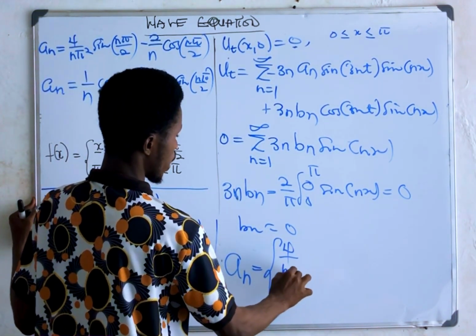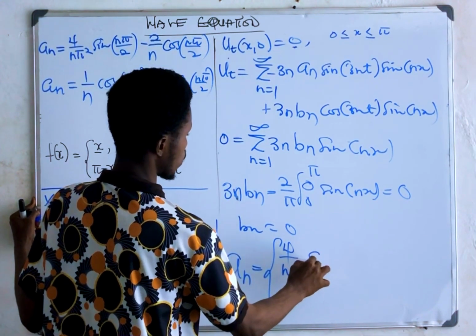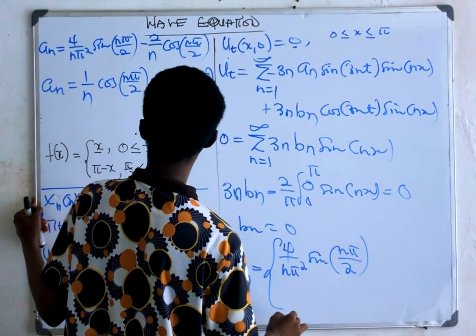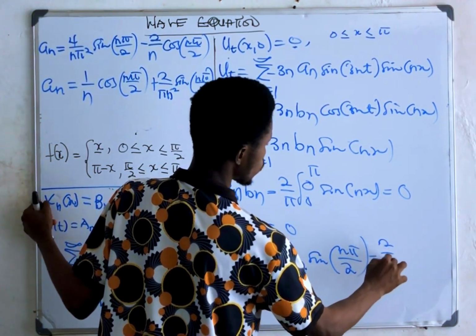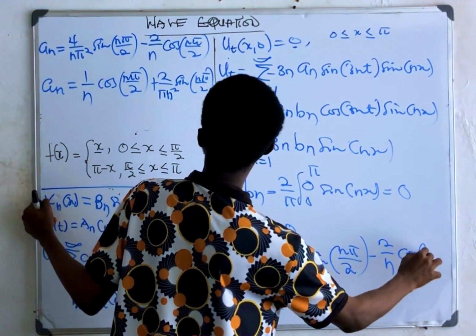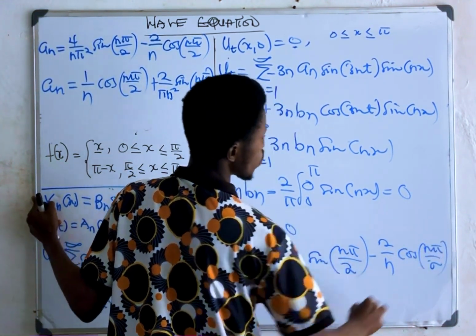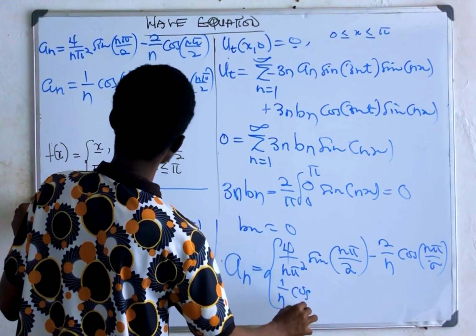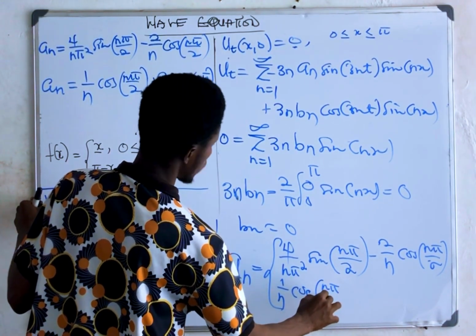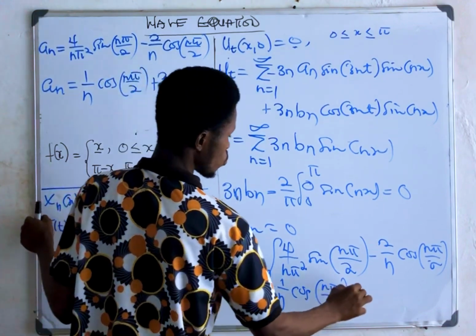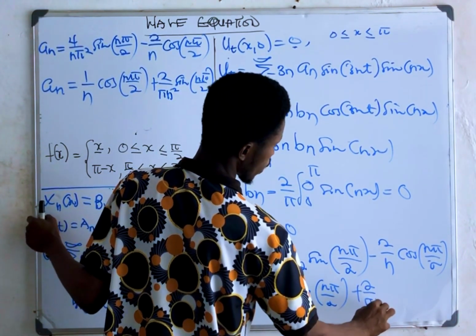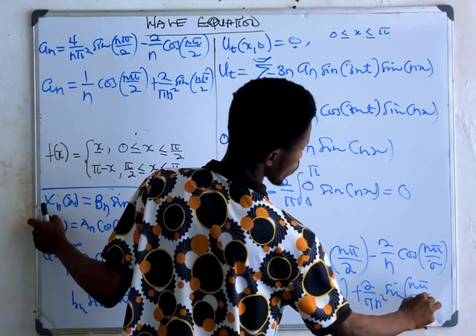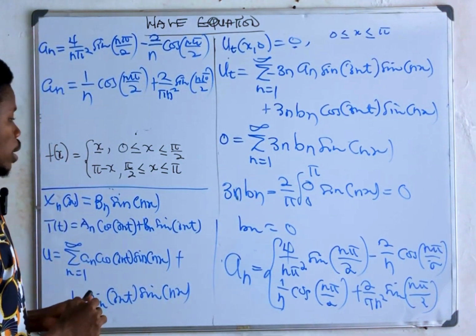So the an alone is 4 over n pi squared sine n pi over 2 minus 2 over n cos n pi over 2. Then we also have 1 over n cos n pi over 2 plus 2 over pi n squared sine n pi over 2. So these are the two things.